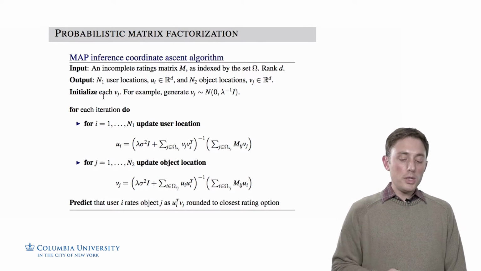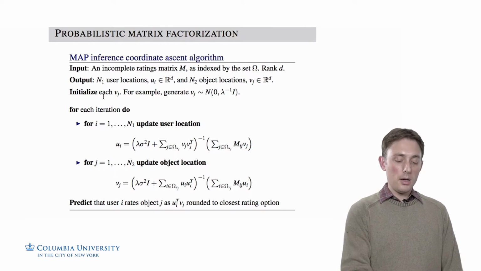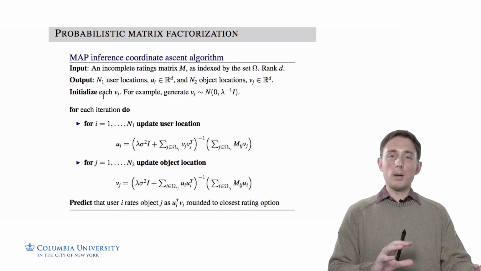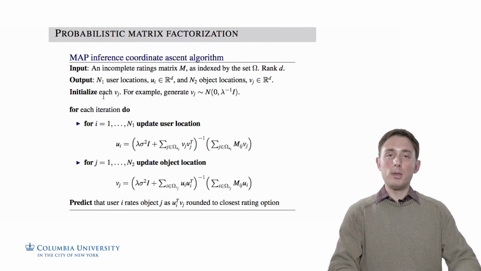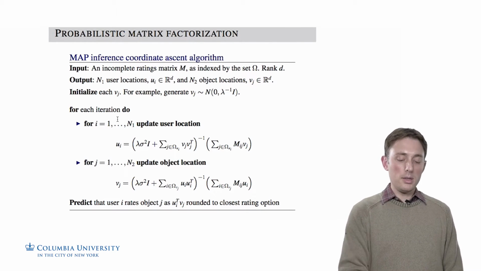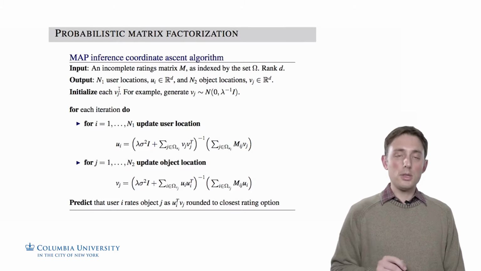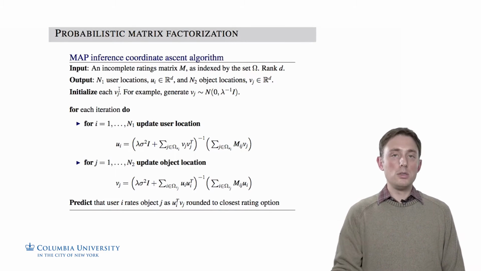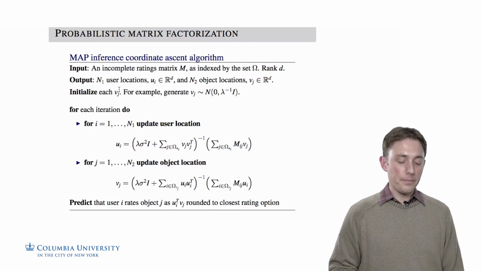First, we're going to initialize each of the object locations. So we could have also initialized the user locations first and then flipped the algorithm. I've chosen in this slide to first initialize the object locations. For example, we could just generate them randomly. Then for each iteration, we follow the two coordinate ascent steps.